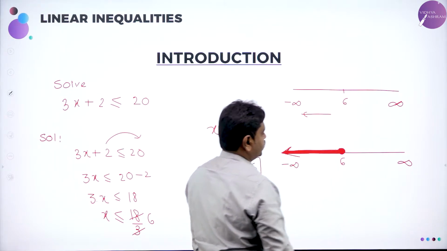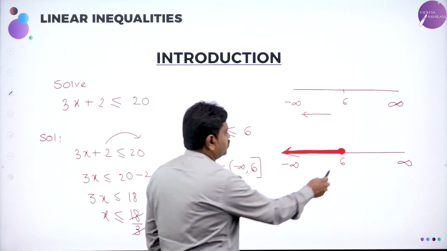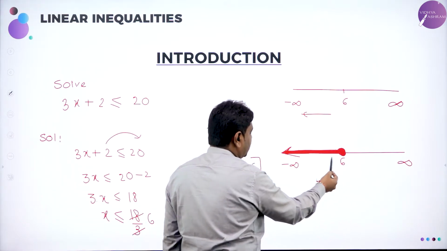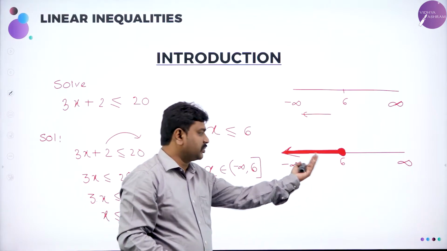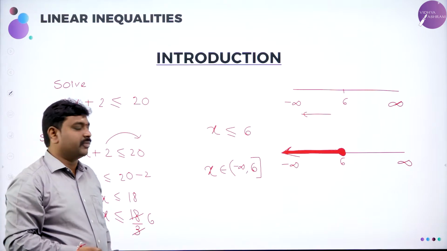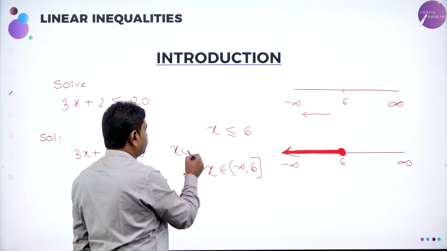This is the solution. I have represented at 6 what? One dark bubble. So I put one dark bubble at 6 and make the line thicker towards the left side because less than means left. So this is the number line representation. This is the interval, the real number representation. This is x belongs to real numbers.